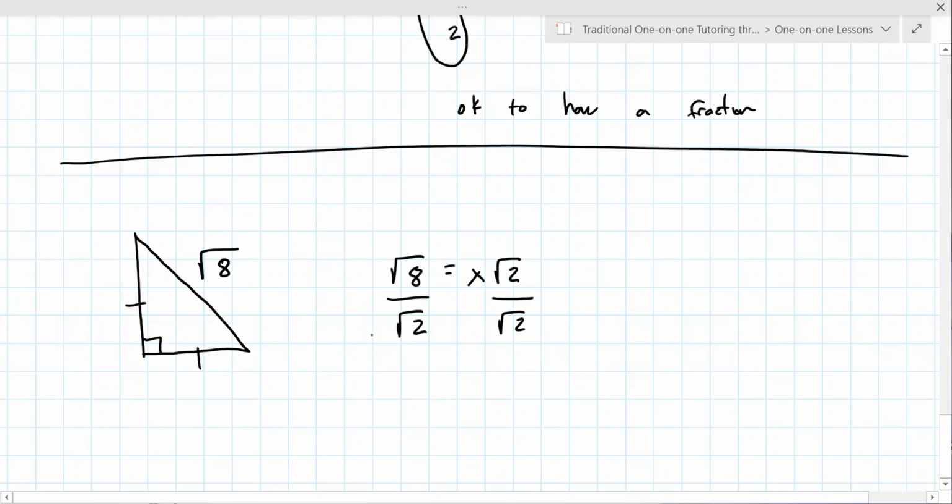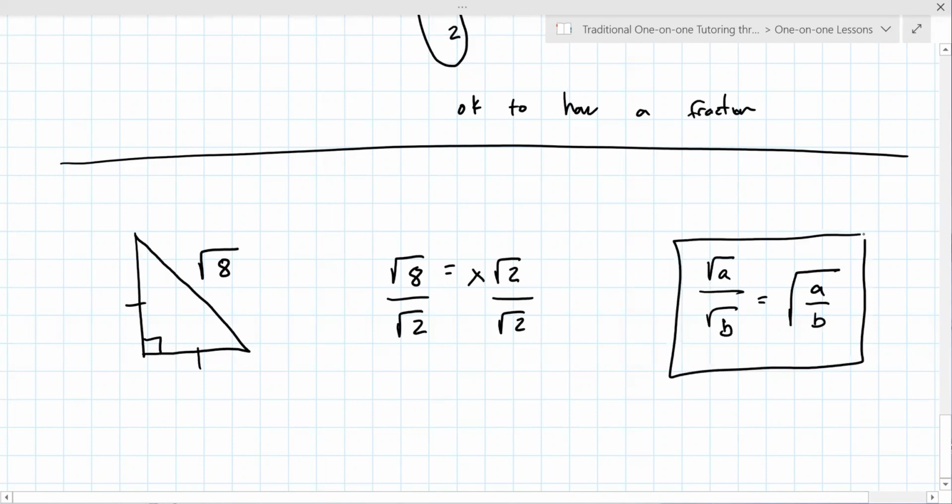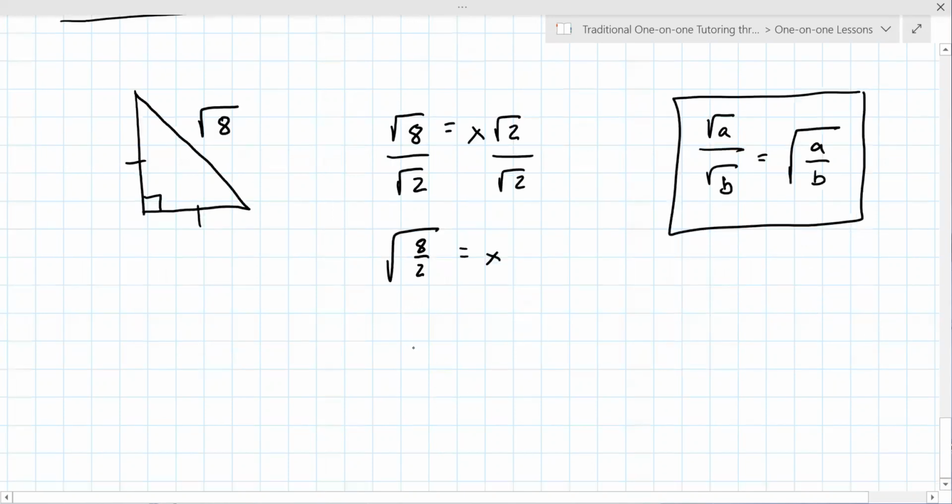No. So there's a property of exponents. If you have square root of a over the square root of b, you can actually divide first and then take the square root. So for example here, this would be the square root of 8 divided by 2. 8 divided by 2 is 4. Square root of 4 is 2.